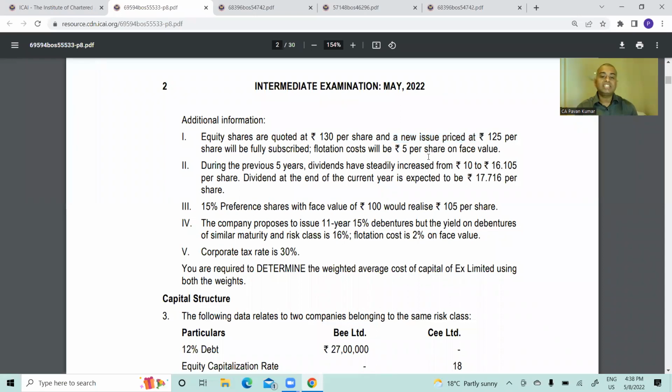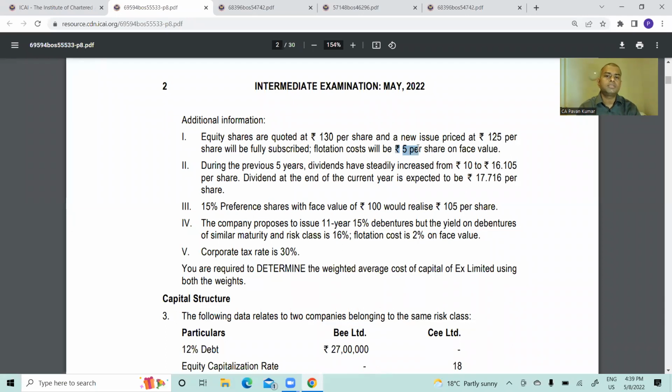That means what the company is saying is, my market price of share is 130. But if I quote the issue price at 130, people might not buy. So there should be some teasing factor, some attracting factor for the shareholders. So when my market price of share is 130, I'm issuing the new share at 125 only, so that people will be excited to buy. Then my flotation cost will be 5 rupees.